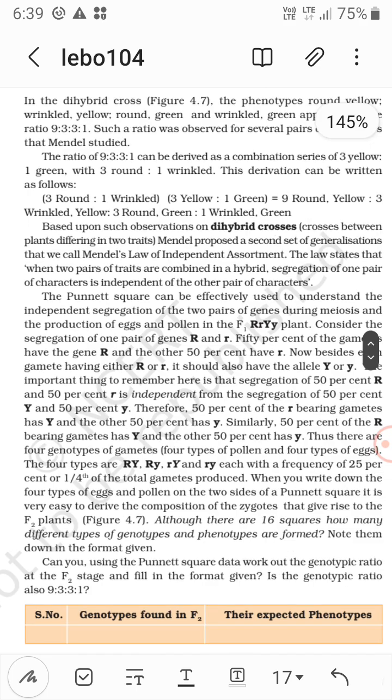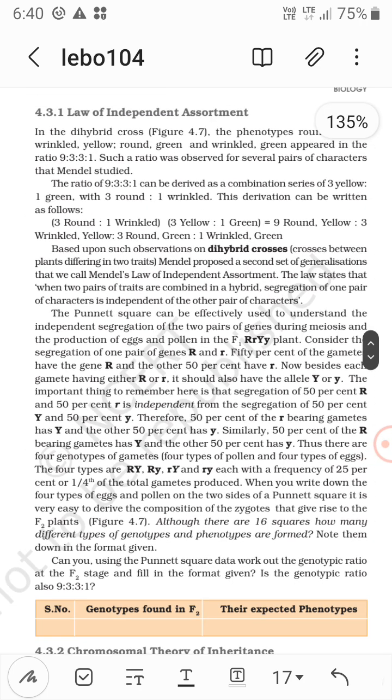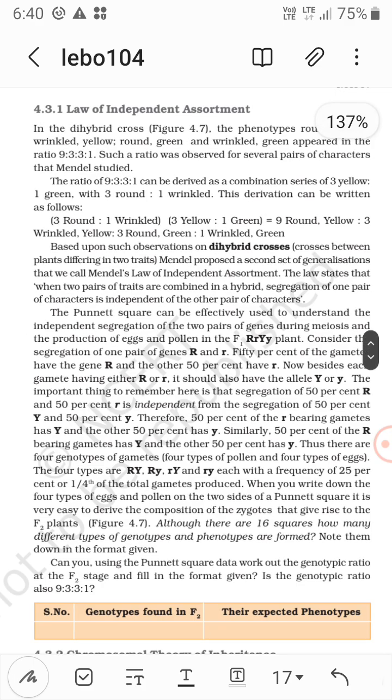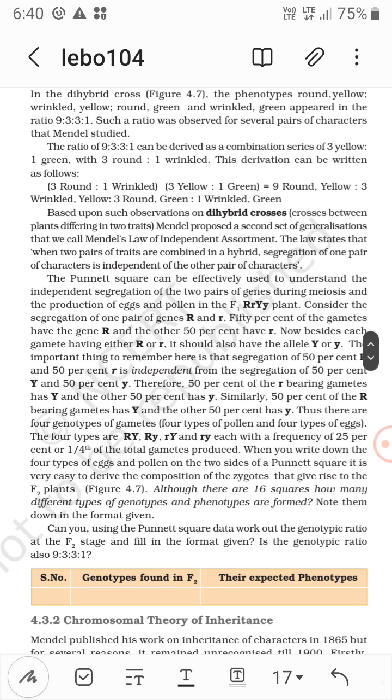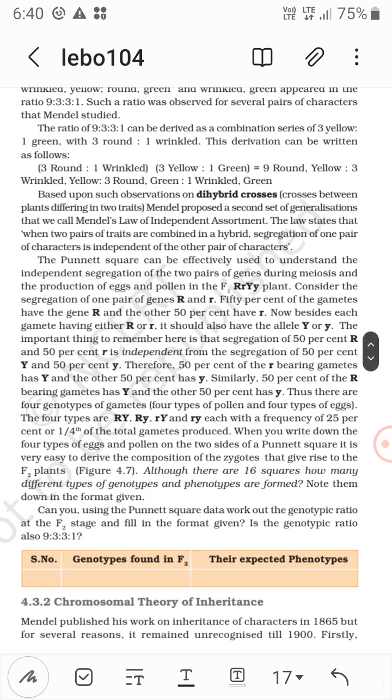So based upon such observations on dihybrid crosses, the crosses between plants differing in two traits, Mendel proposed a second set of generalizations that we call Mendel's law of independent assortment. The law states that when two pairs of traits are combined in a hybrid, segregation of one pair of characters is independent of the other pair of characters.